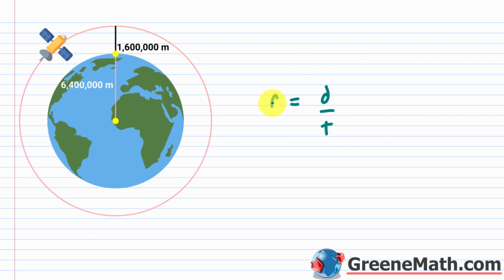Instead of the R for rate, we use V, which is going to stand for your linear speed. And this is equal to, instead of D for distance, because we're going around a circle, right? We think about that as the arc length. So we use S for arc length over your T, which is your time.